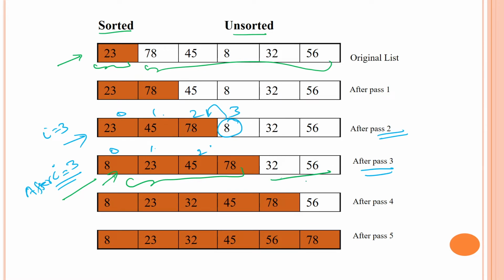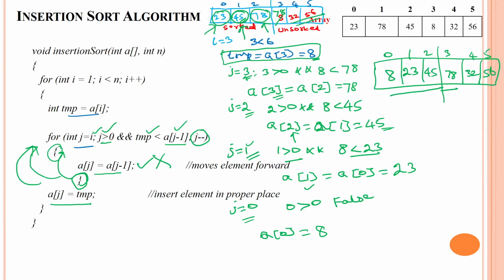Still we have the 32 and 56. So like this, in iteration number 4, this will be selected, then it will move one by one. Then in iteration number 5, the 56 will be selected. Then after iteration number 5, everything will be sorted. So this is the way to sort that data by using insertion sort.